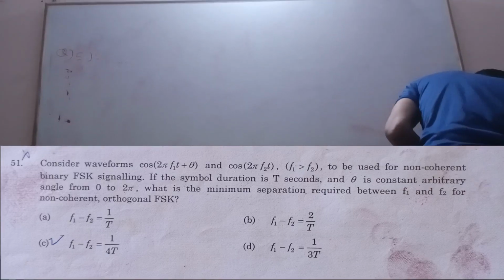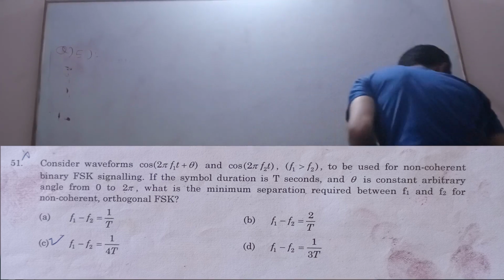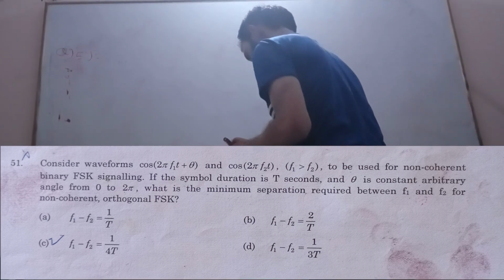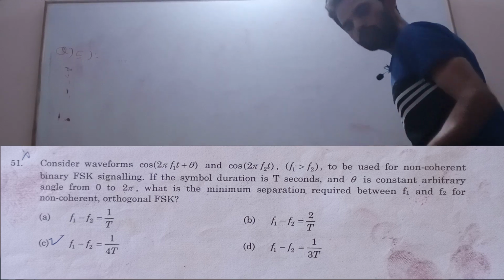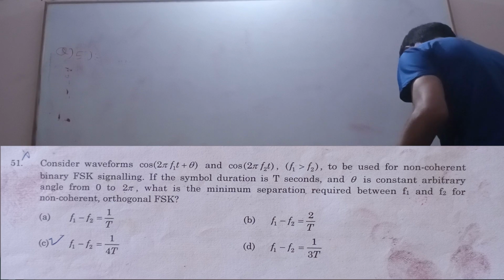So let us see question number 51. Consider the waveform cos 2 pi f1 t plus theta and cos 2 pi f2 t. F1 is greater than f2. You can see down also. So two waveforms are given.